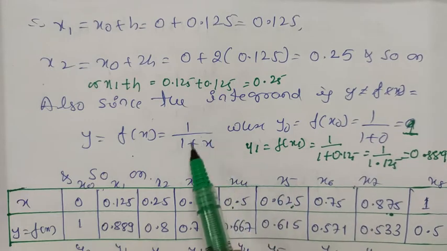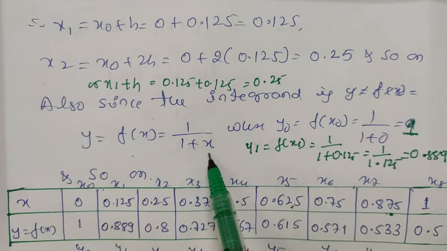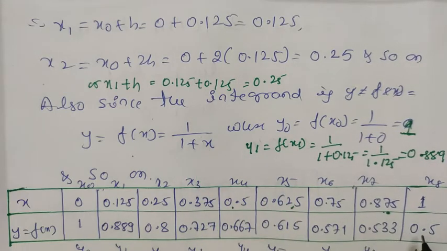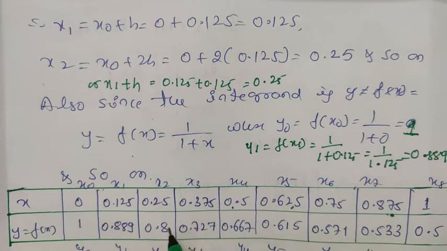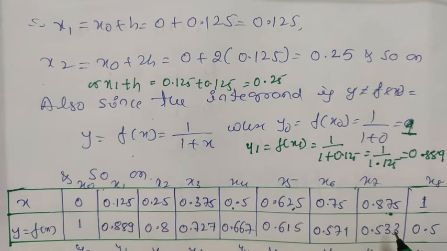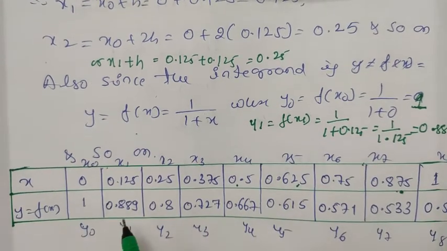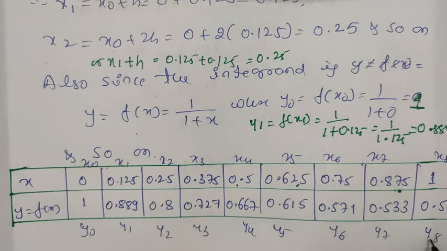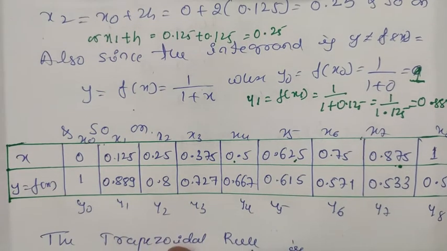And lastly, 1 divided by 1 plus 1 is 1 divided by 2, which gives 0.5. You can do all these calculations using a calculator, so you will get the values very easily. We can take these values as y0, y1, y2, y3, and so on, up to y8.